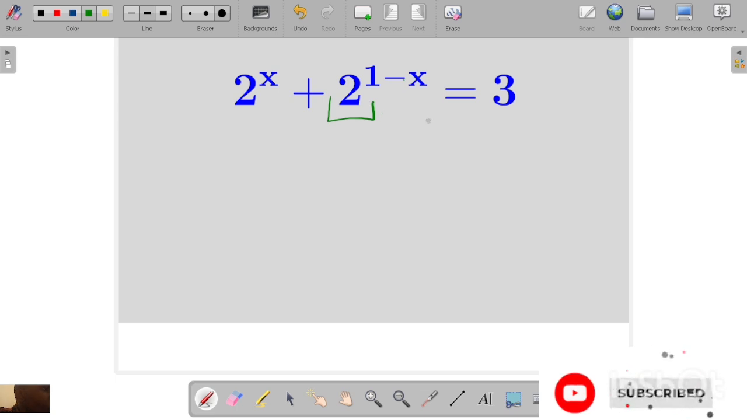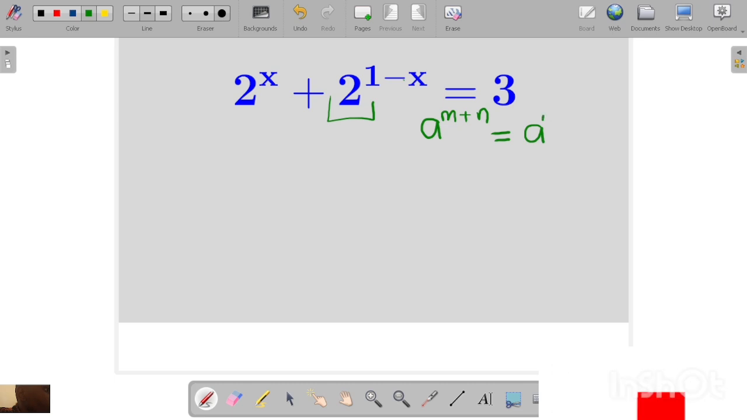Okay, so by the laws of indices, if you have the base a that has been raised to the power m plus n, then this will be equal to the base a raised to the power m times the base a raised to the power n. Okay, so in our case, we've been given 2 to the 1 minus x.